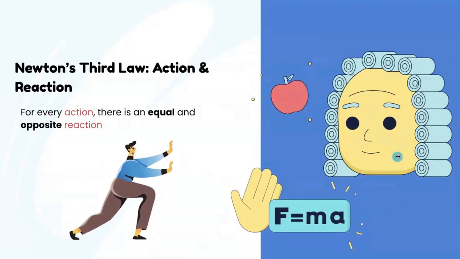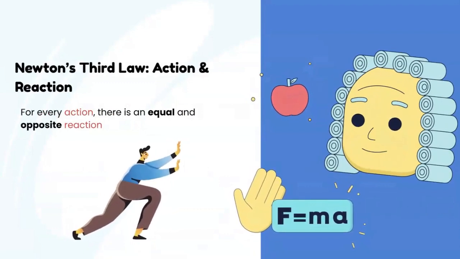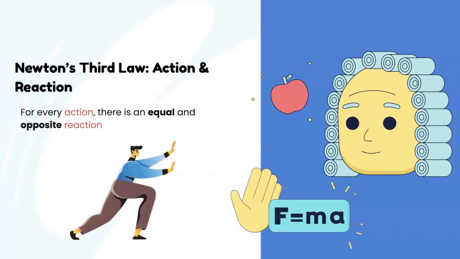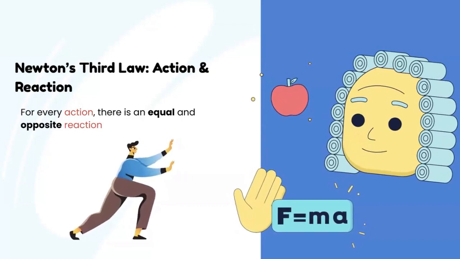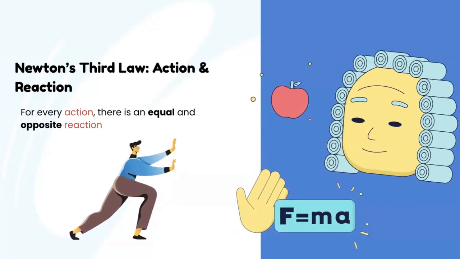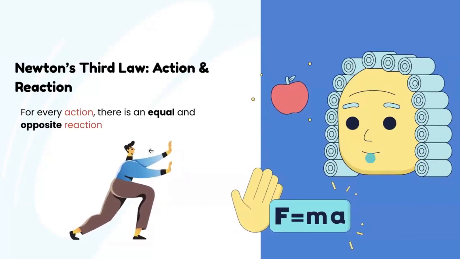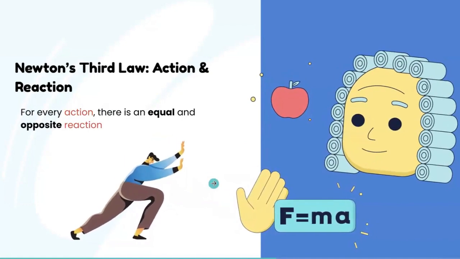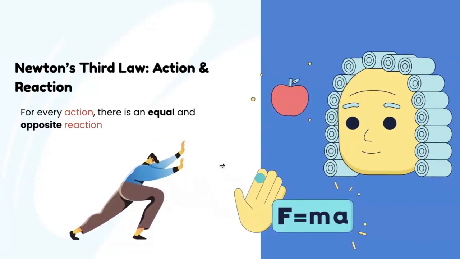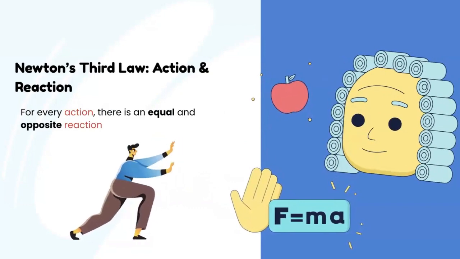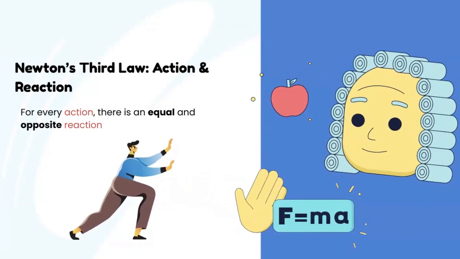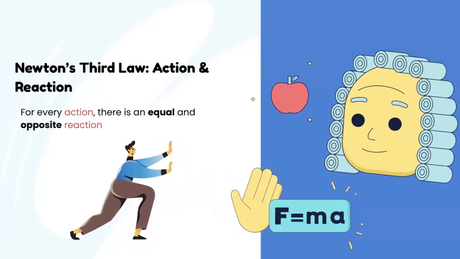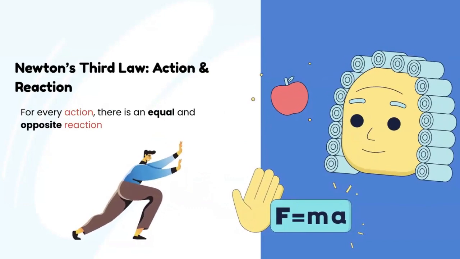Okay. Newton's third law was called the action-reaction law. What it says is that for every action, there is an equal and opposite reaction. The reason I have this animation on the screen is because we don't see what the person is trying to push, but whenever he's trying to push it, you can see that he kind of falls back a little bit. Have you ever pushed someone?